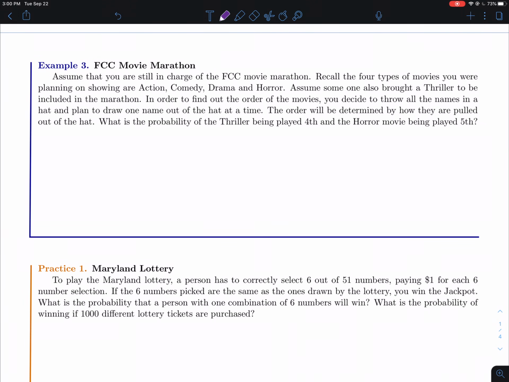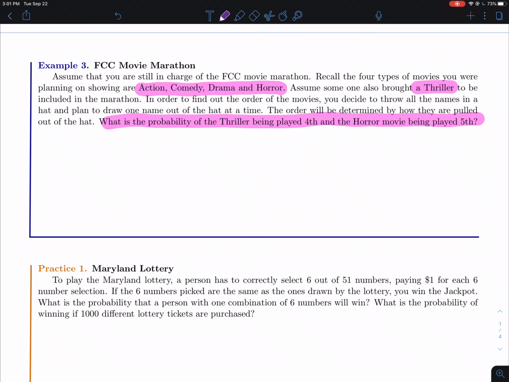So example 3, so we're going back to our FCC movie marathon. And again, if you remember before, we had 4 movies that we were trying to show: action, comedy, drama, and horror. But now someone's actually brought a 5th movie, a thriller, into the mix. And the way we're going to figure out what order the movies come in, we're just writing all the names down, throwing them in a hat, and then pulling them out at random. And so the goal is we want to figure out what's the probability that the thriller is the 4th movie and a horror movie is the 5th movie in this case.